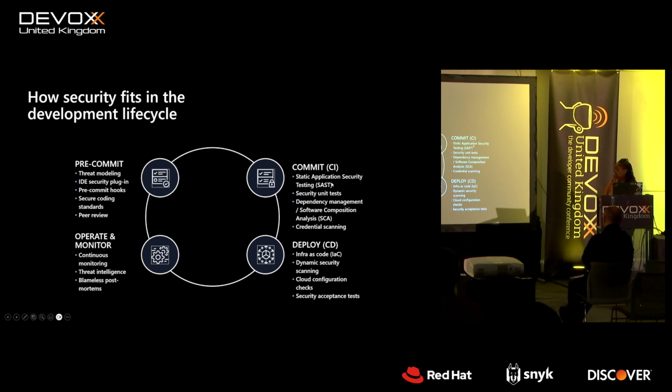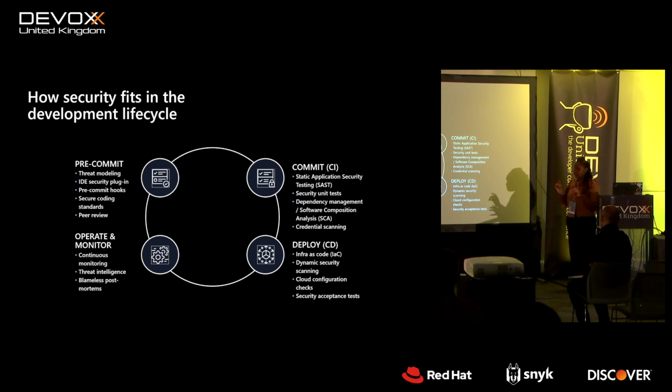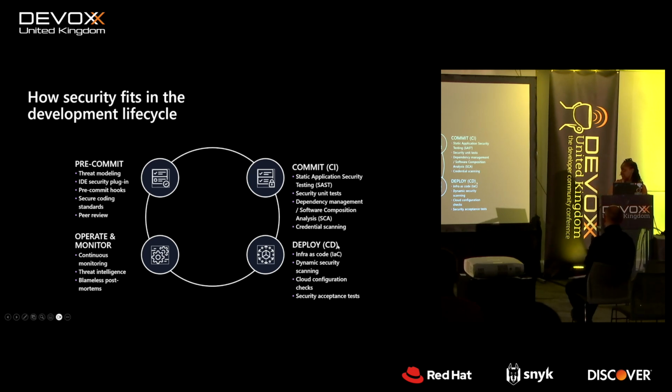And then in the commit, we're looking at static application security testing, SAST. So SAST looks at security vulnerabilities within the code that you've actually built, not borrowed code. And then we do look at security unit tests and dependency management, what we call software composition analysis. So this is what we are looking at, the 80 to 90% of borrowed code, or open source vulnerabilities, and third-party dependencies. We also look at credential scanning.